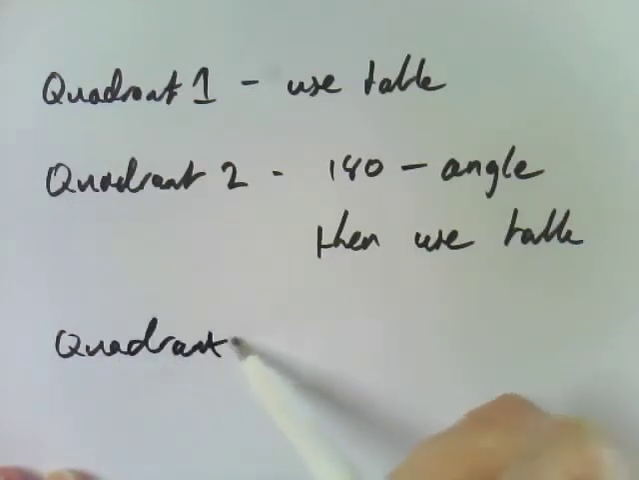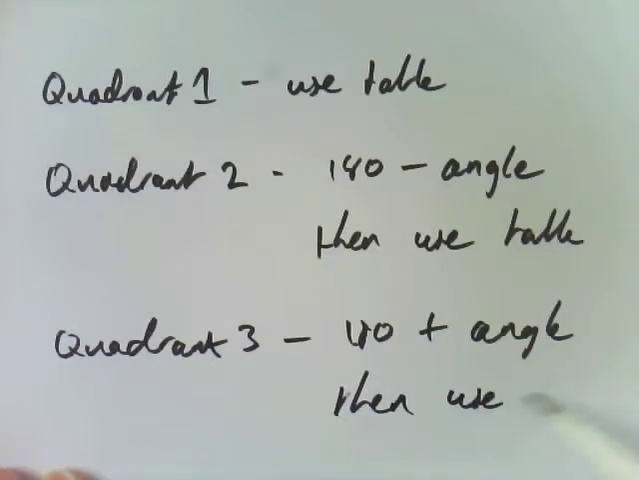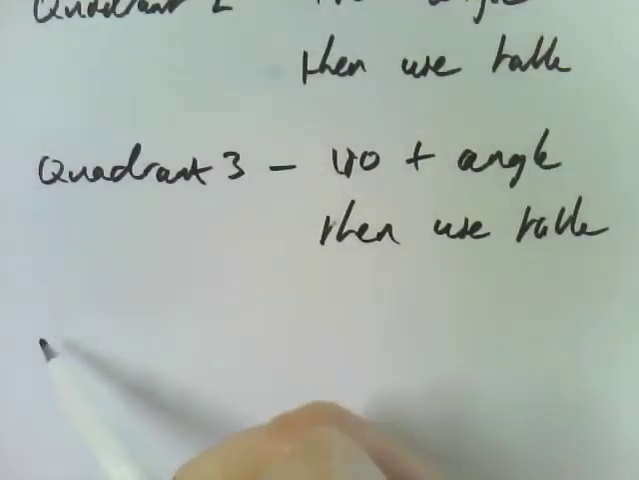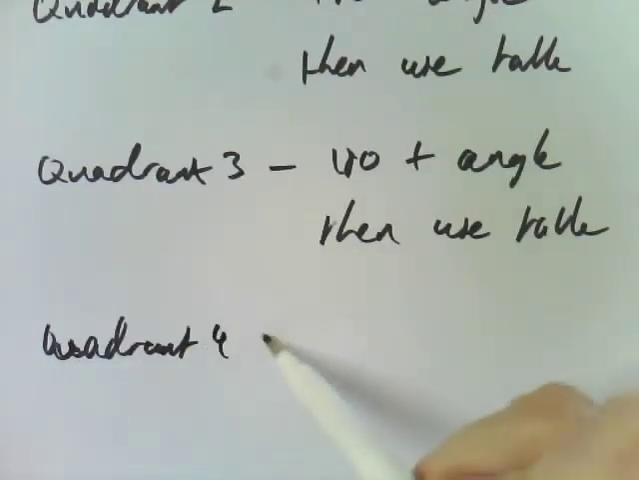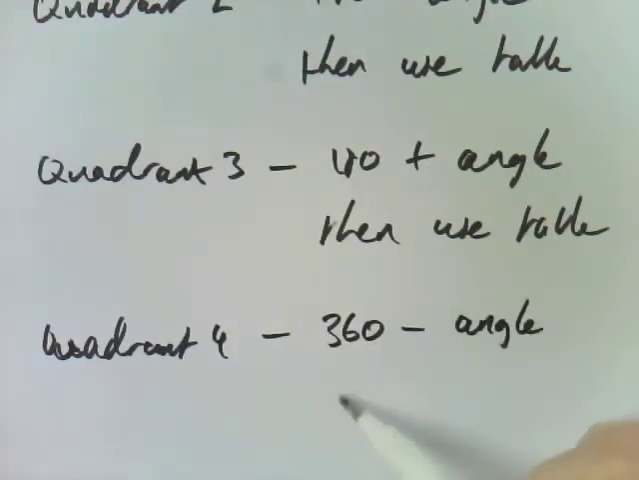Quadrant 3, you do 180 plus the angle, then use the table. And what do you reckon quadrant 4 is, given the pattern we've got so far? 360 minus the angle, then use table.